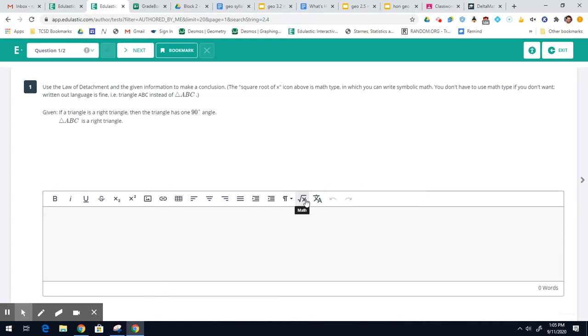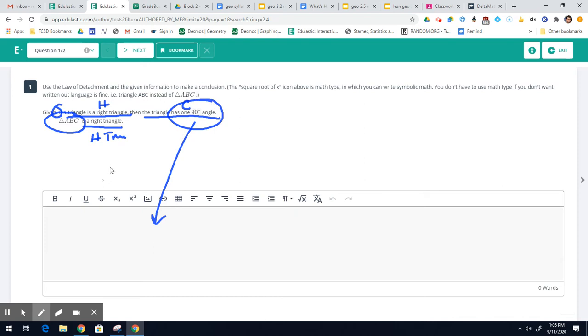So we are given that if a triangle is a right triangle, then the triangle has one 90-degree angle. That's our given, and that's true, right? We all know that's what it means to be a right triangle. Then we also know that triangle ABC is a right triangle. What we are saying is, hey, we have a true hypothesis. Here's the word if, so this is the hypothesis. Well, that's what I just told you down here: the hypothesis is true. There's a right triangle. So then this, which is the conclusion, is also going to be true, and that's what we're going to write down here. We're going to tell you that triangle ABC must have one 90-degree angle. And that's the conclusion we're going to make.